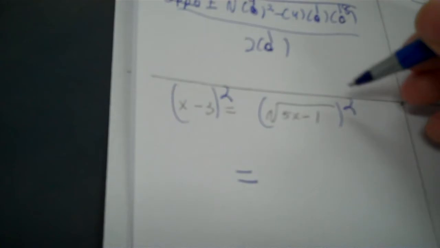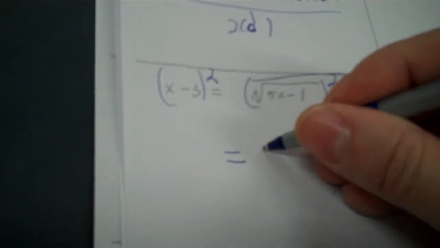Okay, so outside the radical, you got nothing, so let's get rid of it, okay? Okay, now we go to the other side, and same thing there. The side with the radical and the second power cancel, and that just gives us 5x minus 1. But over here we didn't have a radical, so the second power doesn't cancel that easily.